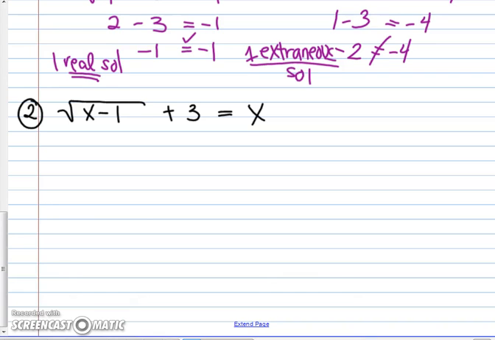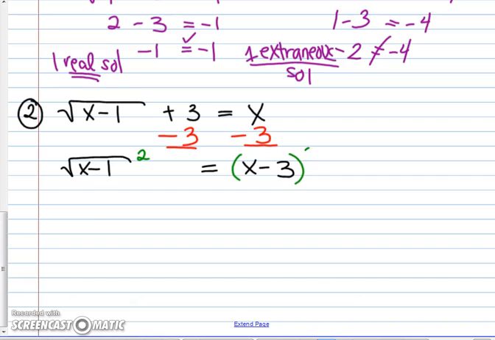Okay, so problem number 2, you have the square root of x minus 1 plus 3 equals x. The first thing you want to do is isolate the radical. So we need to subtract 3 from both sides. You are left with the square root of x minus 1 is equal to x minus 3. Okay, you want to square both sides. So I'm going to square both sides of my equation, but I have to make sure that I square the whole thing, x minus 3.